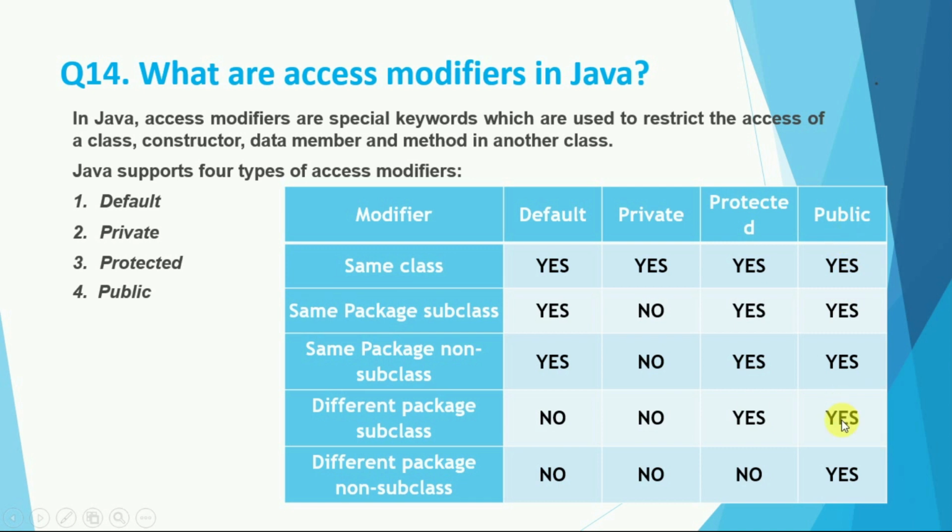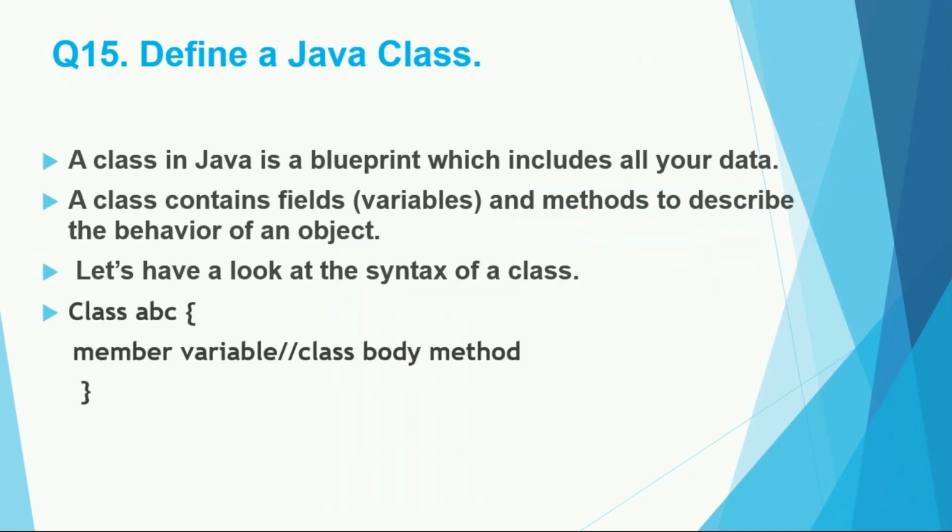Public is accessible for all classes, private is only accessible within the class, and protected is accessible by all classes except different package non subclass. Default is accessible for the same class, same package subclass and same package non subclass, but for different package subclass and different package non subclass it can't be accessed. So I hope you understood the different access modifiers and what the actual restriction is between different classes and subclasses for different access modifiers.